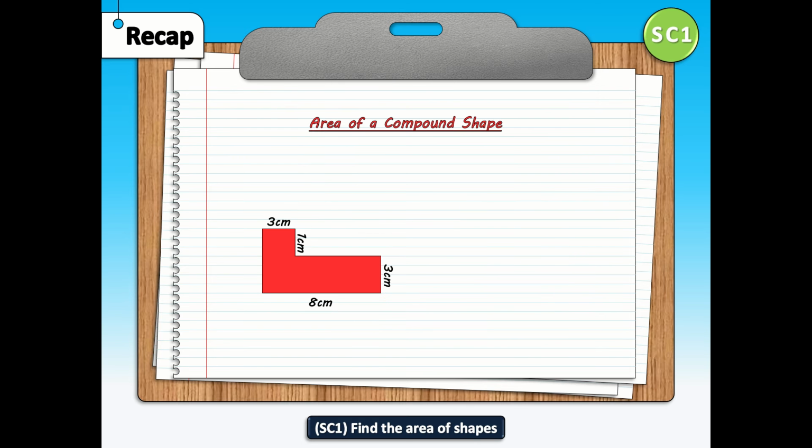You also need to be able to find the area of a compound shape. So that's two shapes that have been put together. So what you need to do is split the compound shape up into shapes that you know how to find the area of. So for this one, I'm going to separate it into two rectangles. Then you can work out any missing lengths. So this side is 4 centimeters and this side is 5 centimeters.